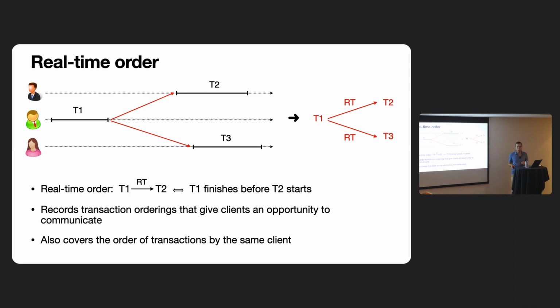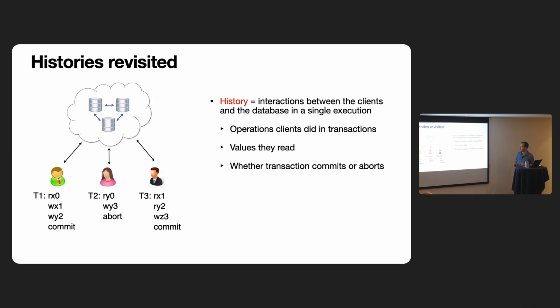Right, and now to define this a bit more formally, I'll redefine my notion of histories. So our history, as I said, records the interactions between the clients and the database in a single execution. And before, I said this included the operations clients did in transactions, values they read, and whether a transaction commits or aborts. And now I'm also going to add the real-time order between transactions. So I consider that this is observable to clients and they care about this. And so this will be in my histories.